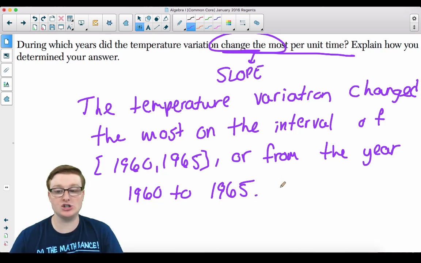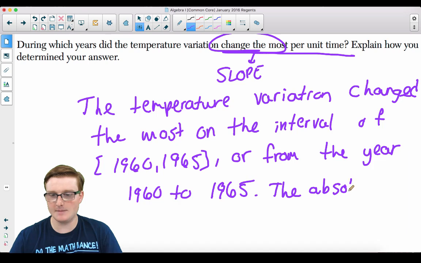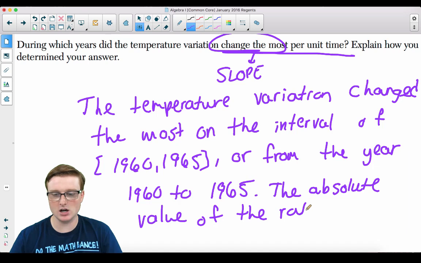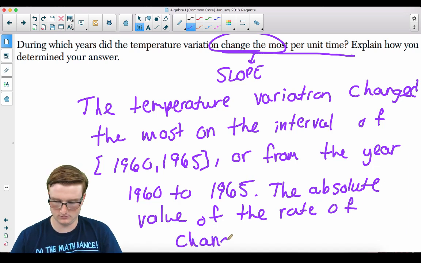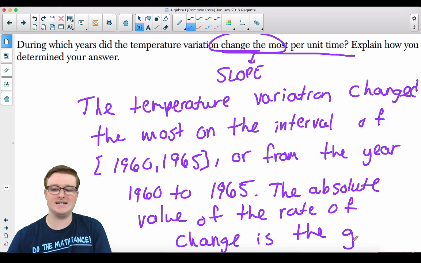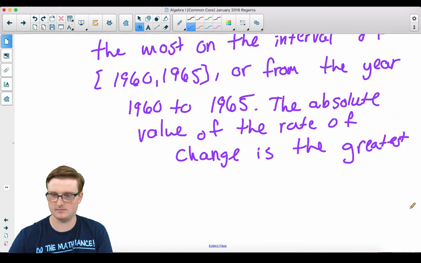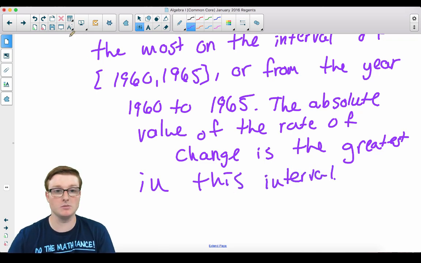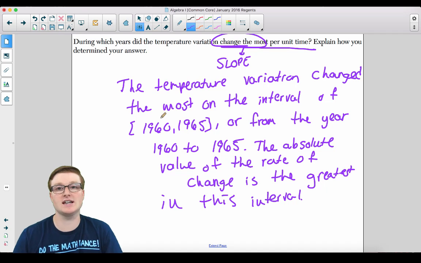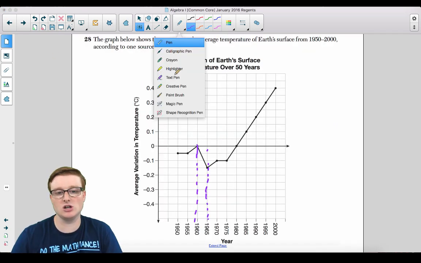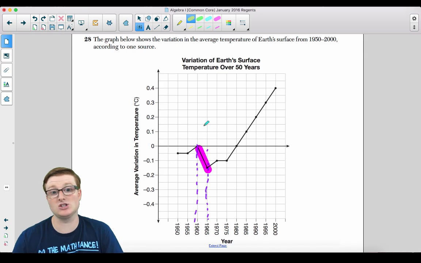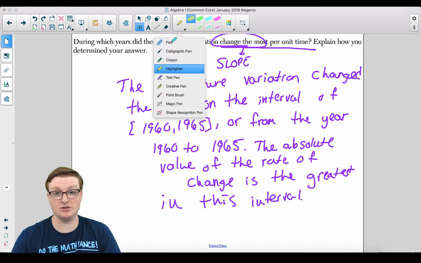And explain how you determine your answer, because the absolute value of the rate of change is the greatest in this interval. Of course, it is the steepest slope. It definitely is the steepest slope. You could clearly see that this is just such a large dip right here. These slopes don't even compare to the steepness of this one. So that's why it is going to be this answer explanation right here.